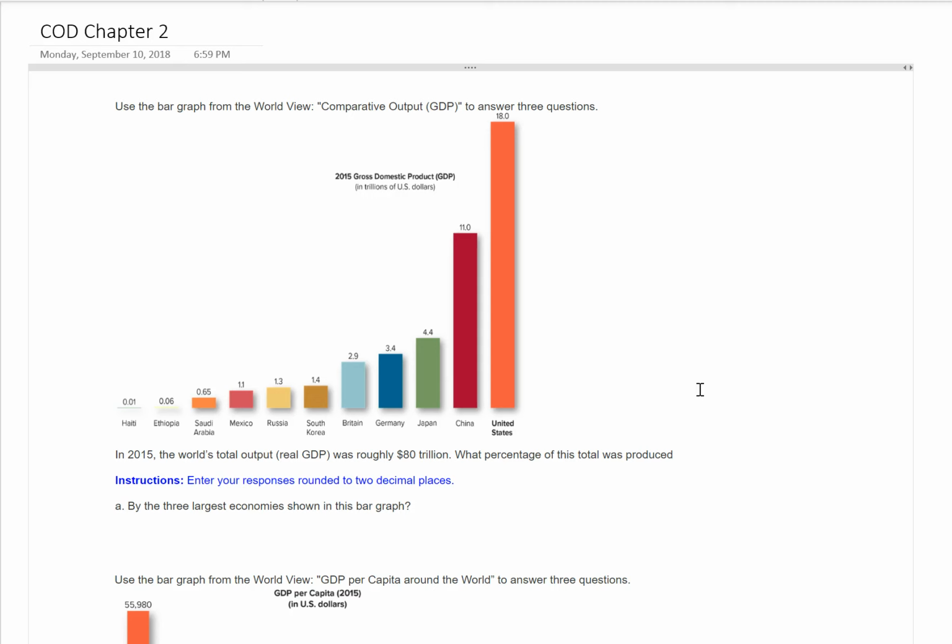It says in 2015, the world's total output was 80 trillion. What percentage of this was produced by the three largest economies or some other combination? And I want to just show you, there's a really easy trick for setting up questions like this. Think of it as a ratio.